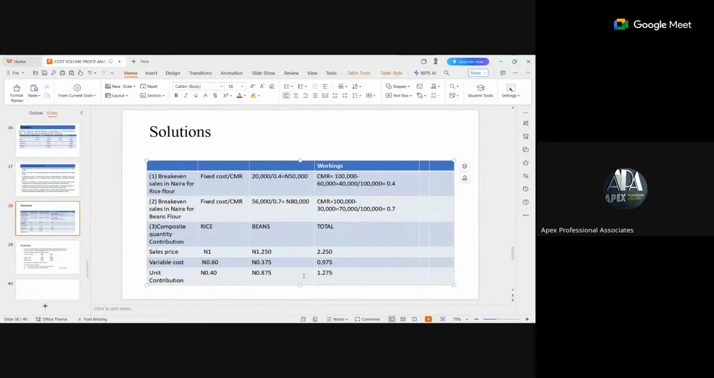The question is still saying to calculate the composite quantity contribution margin, assuming that the consumers purchase a composite quantity of 60 kilograms of rice. And so this proportion is telling you the sales mix. So the sales mix in relation to each of these is what? For rice it is 60%. For beans it is 40%. Overall is 100%.